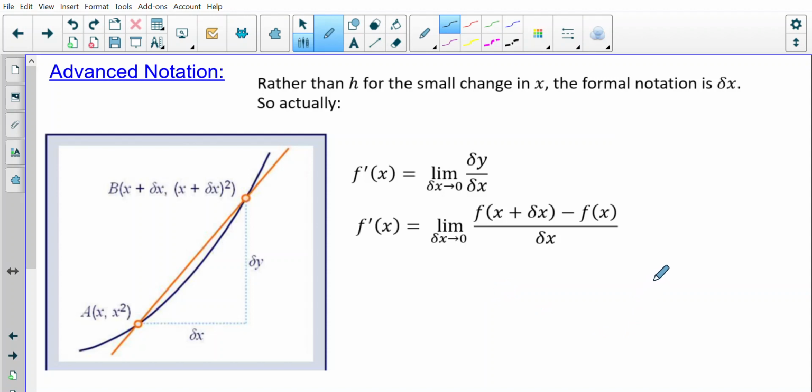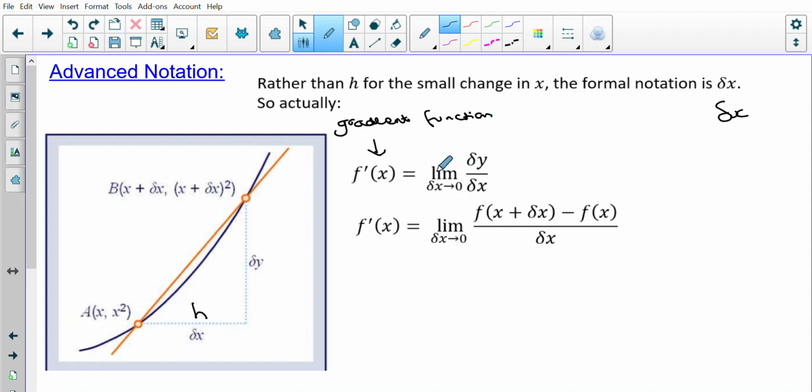In slightly more advanced notation, instead of using an h for the horizontal distance, that small distance we're moving away from x, we use this notation delta x. A funny Greek d, delta x. And then that corresponding small change in y is called delta y. So using the delta x and delta y, our gradient function, again, this is notation, I'll talk to you about that later, for gradient function.